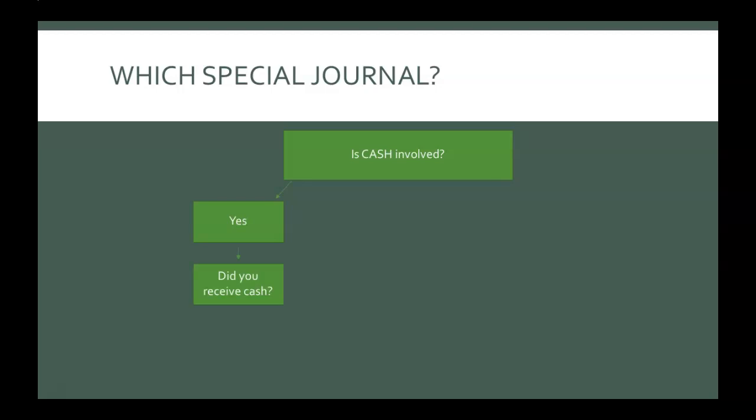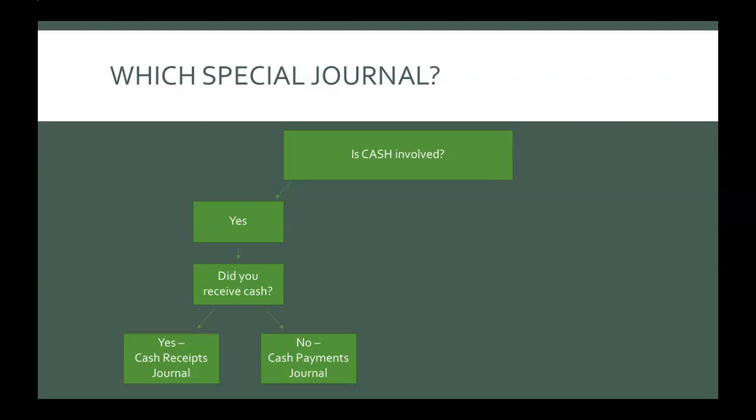So how can we figure out which special journal to record in? Well, the first question you can ask yourself is, is cash involved? If the answer is yes, then you ask, did you receive cash? And if you did receive cash, that's the cash receipts journal. If you did not receive cash, that's the cash payments journal.